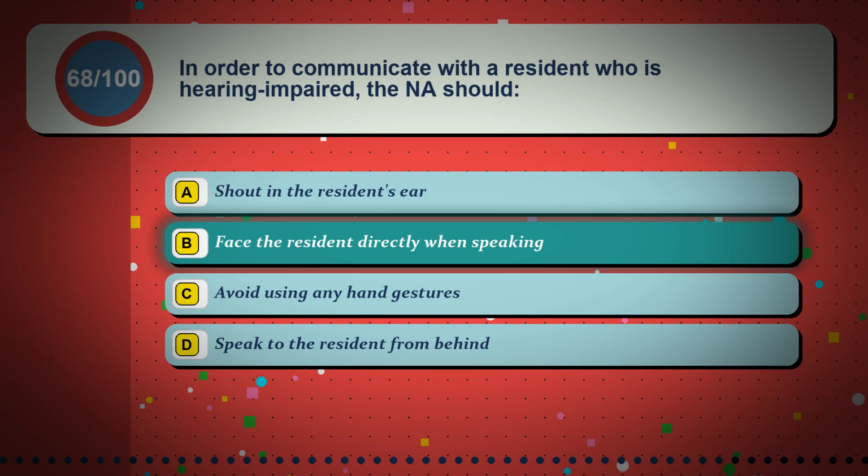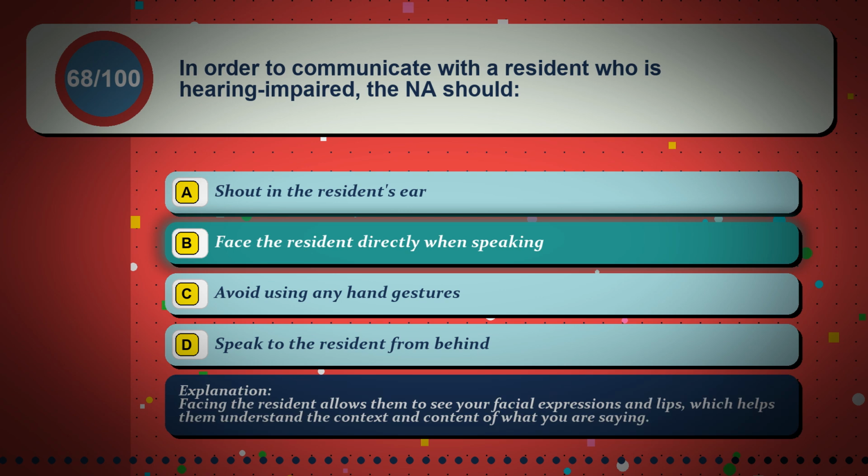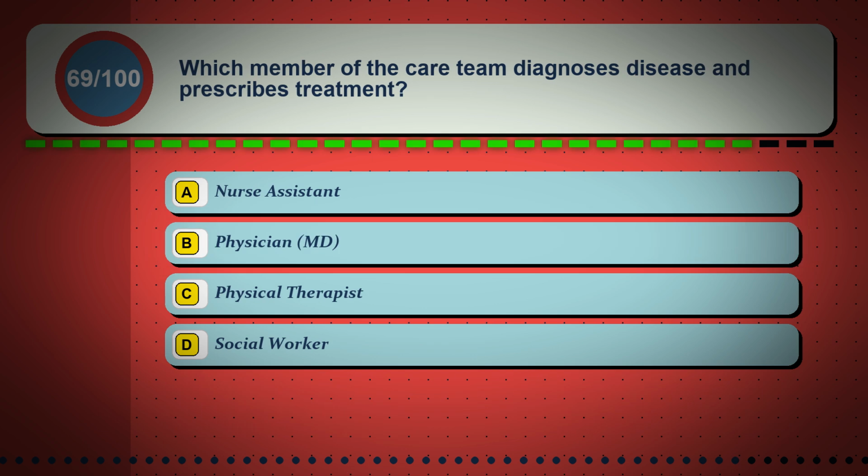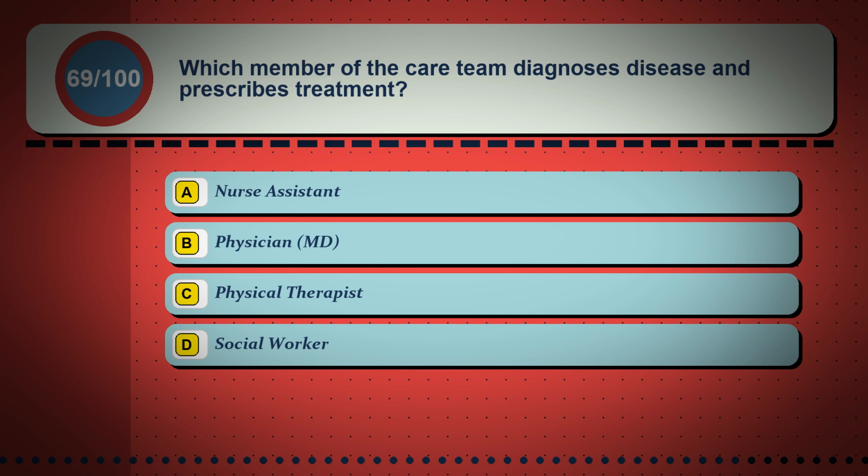The correct answer is option B, face the resident directly when speaking. Facing the resident allows them to see your facial expressions and lips, which helps them understand the context and content of what you are saying. Question 69. Which member of the care team diagnoses disease and prescribes treatment? Option A a nurse assistant, option B physician, MD, option C a physical therapist, option D social worker.